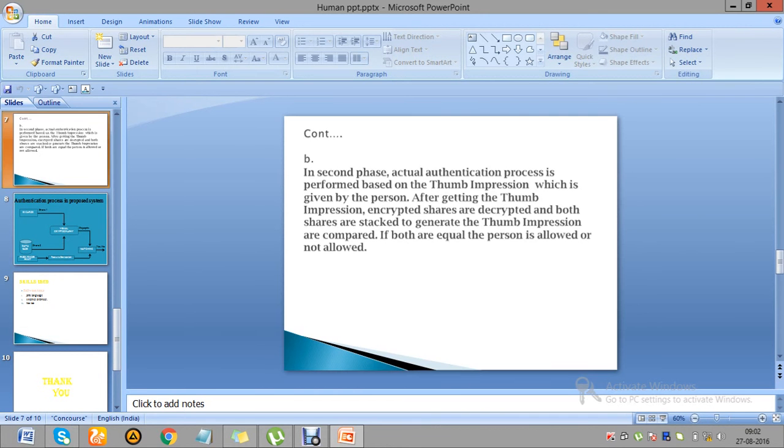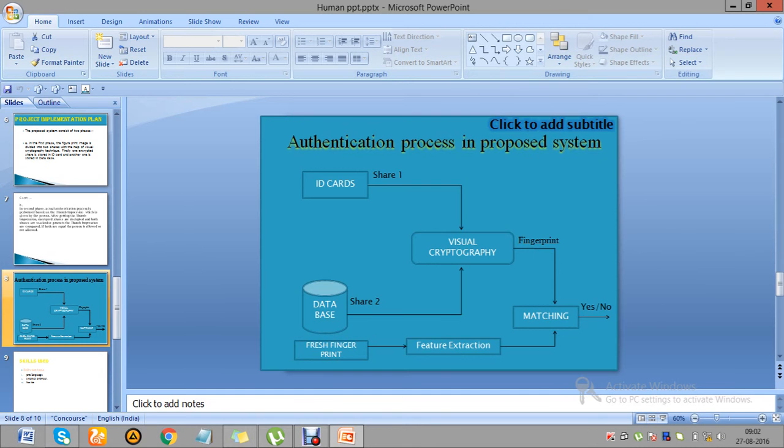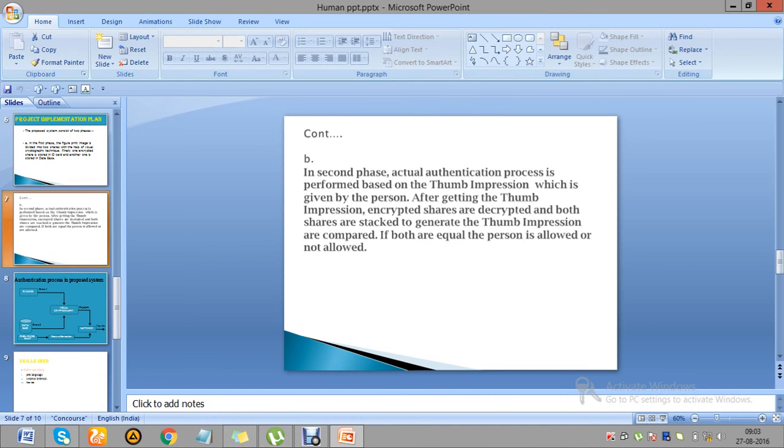The same thing I have written here. In the first phase, the fingerprint image is divided into two shared keys with the help of visual cryptography. Finally, one is stored in encrypted format in the ID card, and the other is stored in the database. And the second phase is the authentication.